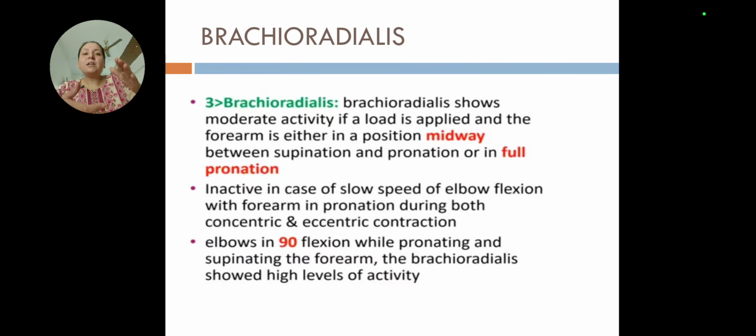So if the forearm is midway, it is more affected when the arm is in the midway position, because it is responsible for full forearm pronation as well as a midway action.